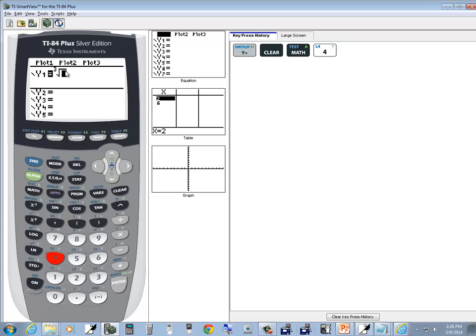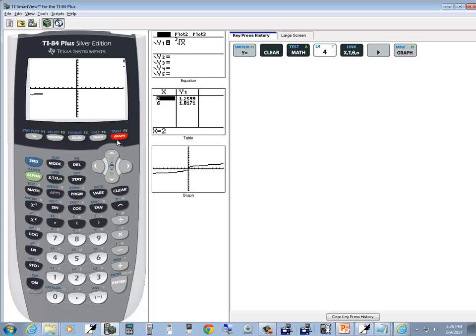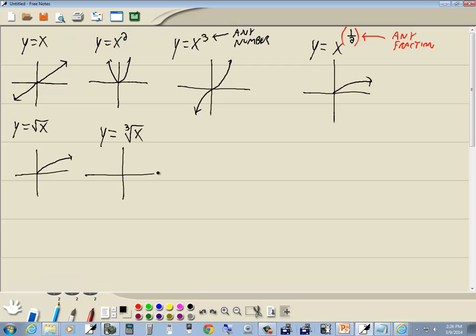And see, I got the cube root symbol, and then I need to put x in. Right arrow key gets you out of the cube root. And then graph. And that would be our graph.